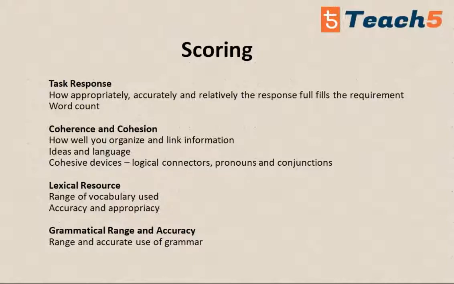First of all, it is the task response, which means how appropriately or accurately you are responding to a given task. It also includes the word count. You would have certain word counts for each type of task, which means in task 1 you're supposed to write 150 words, and for task 2 you are expected to write 250 words. So your task response is all about how accurately and efficiently you are responding to fulfill the requirement.